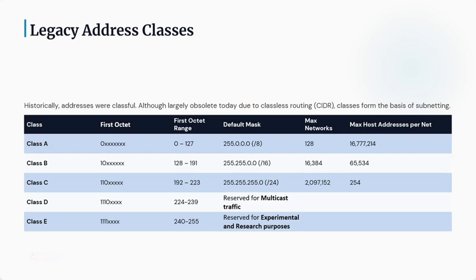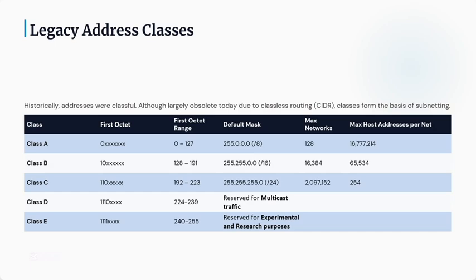Class B addresses range from 128 to 191 in the first octet. Their default mask is a 16, that is 255.255.0.0, which perfectly splits the address in half, 16 bits for the network and 16 bits for hosts. Class C addresses range from 192 to 223. These have a default mask of 24, making them ideal for small businesses or local networks because they only allow up to 254 usable hosts per network.